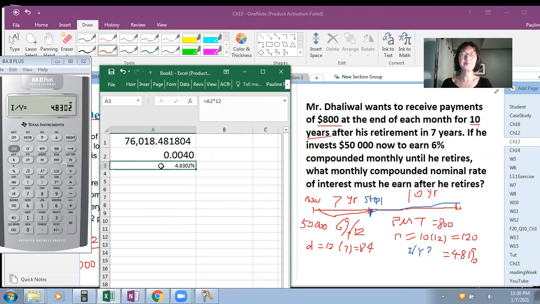All right. So in summary, this lecture presents ordinary deferred annuities. Usually, you need 2 steps to figure out either present value, term N, or interest.